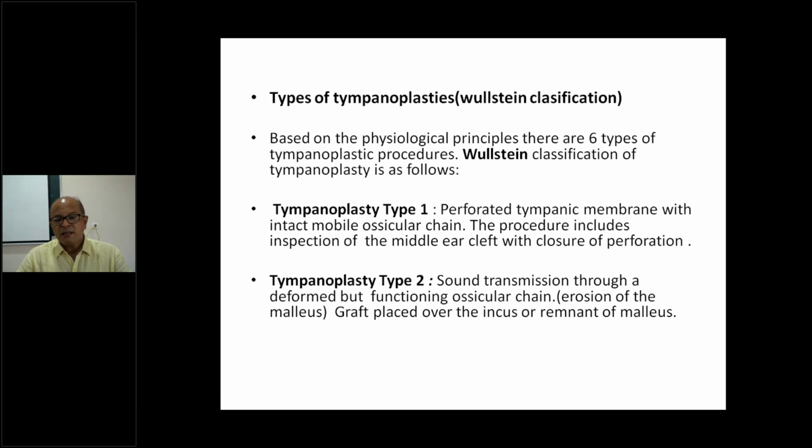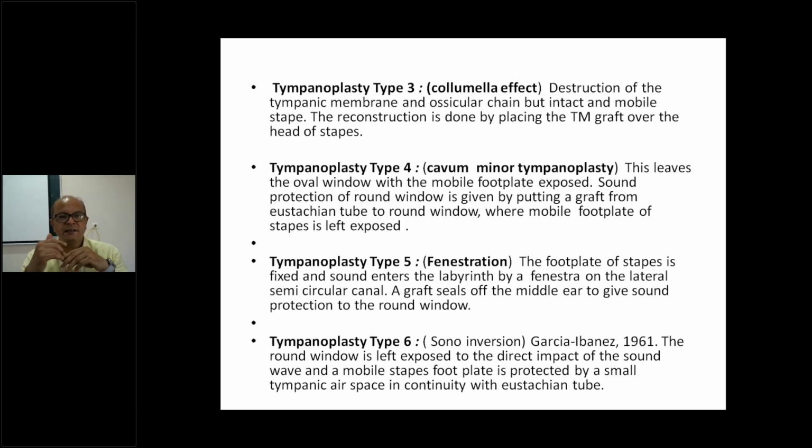So the graft is placed either on the remnant malleus or on the incus. Then tympanoplasty 3 is otherwise known as columella tympanoplasty. This is also a very favorite question of all the examiners. So here the malleus is gone, the incus is also gone. So the graft is placed over the head of the stapes after checking the mobility. You check the mobility of the stapes, and if it is mobile, then you keep the graft over the head of the stapes.